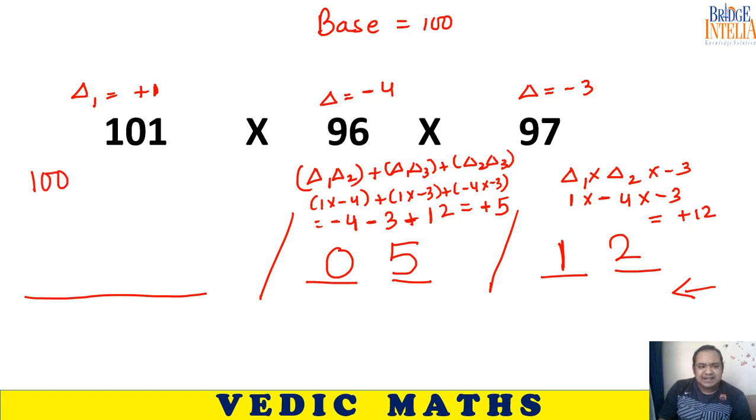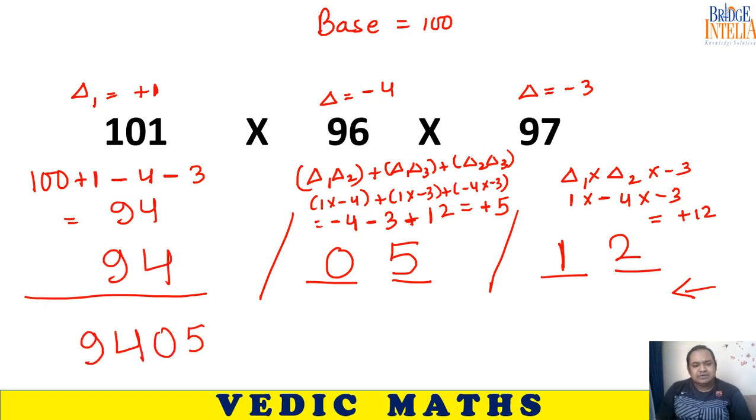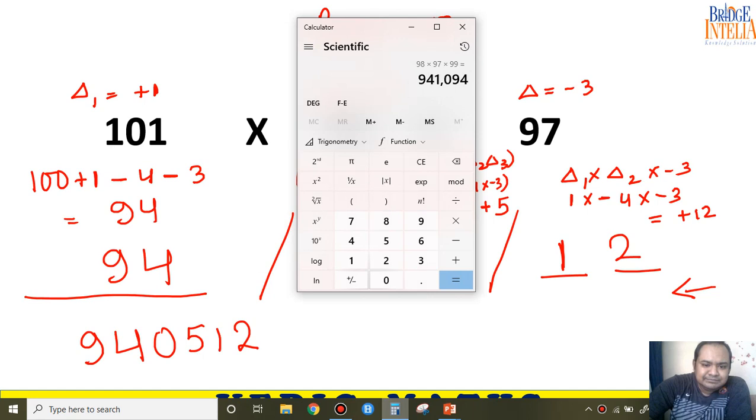Now coming to the first position. Base is 100 plus all the deviations. First deviation is plus 1. Second deviation is minus 4. Third deviation is minus 3. So 100 plus 1 is 101. 101 minus 7 is equal to 94. You can write 94 here without any problem. So our answer is ready: 940512. Let us verify. 101 multiplied with 96 multiplied with 97. Does the answer match or not? So yes, it matches. 940512.